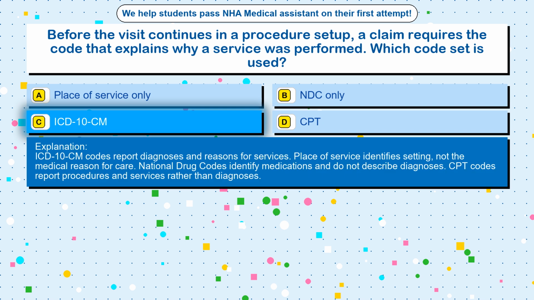ICD-10-CM codes report diagnoses and reasons for services. Place of service identifies setting, not the medical reason for care. National drug codes identify medications and do not describe diagnoses. CPT codes report procedures and services rather than diagnoses.